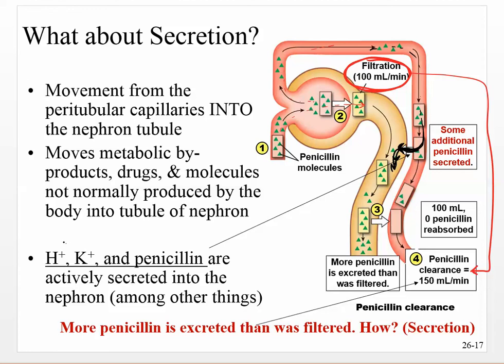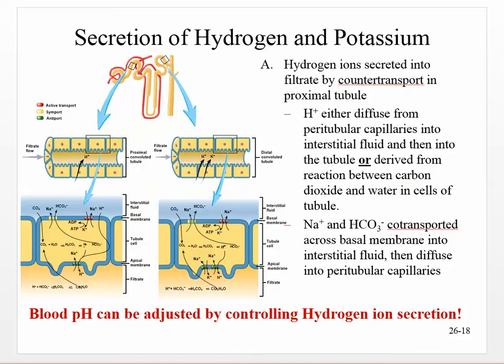Now, the ones we're going to talk about next are hydrogen and potassium. Hydrogen, of course, is important for pH, and potassium, we want to maintain our potassium levels. So they're actively secreted into the nephron too, and we can see that here. These pictures are kind of small, but we can see that there's some counter exchange.